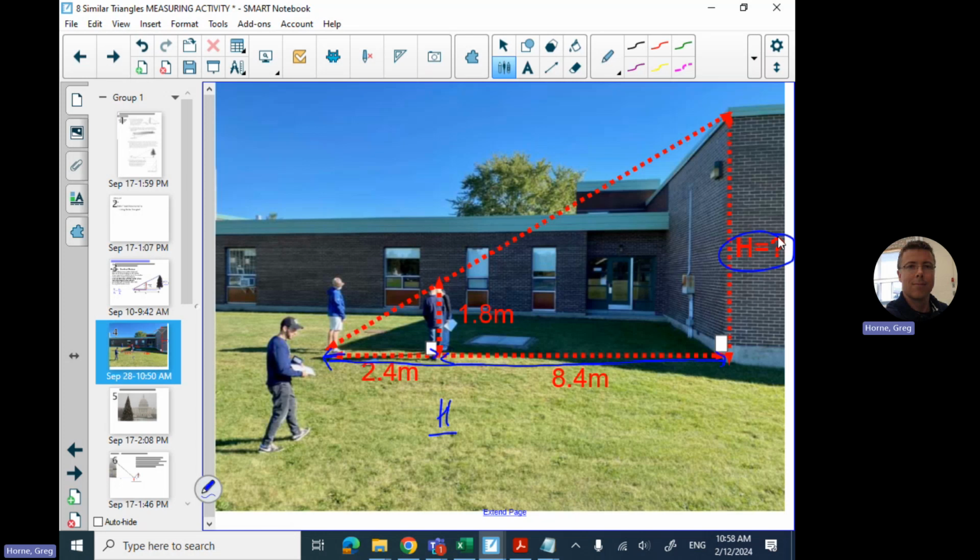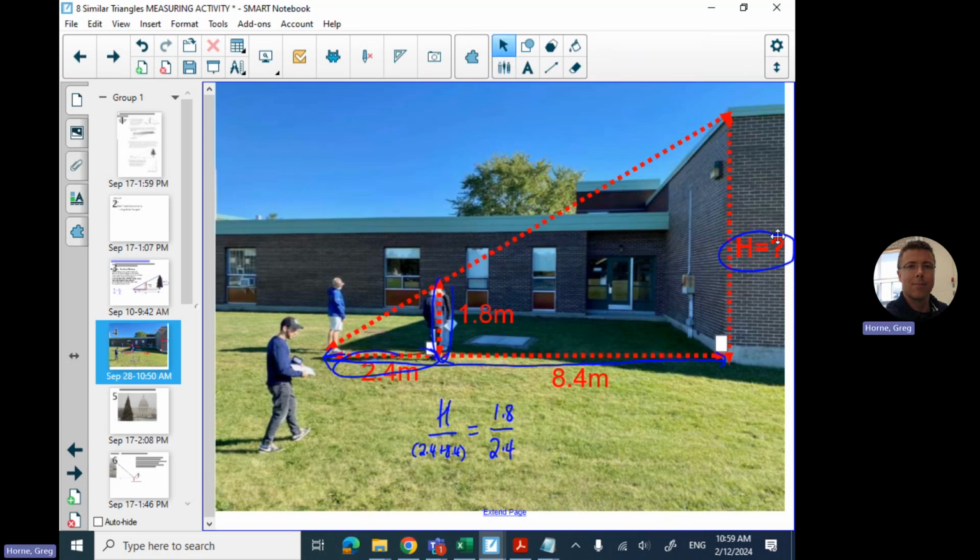So what would the students have had to do to set up a ratio of triangle sides here? Press pause, try to figure it out, and then resume here. Okay, I'd have to combine those. So I would put the height of the building over the combined distance, 2.4 plus the 8.4. Then the height of the person over the distance of just that, so 1.8 meters to the 2.4.